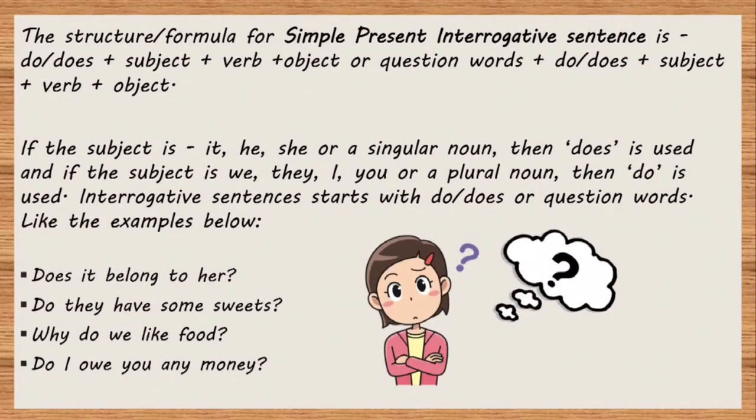The structure or formula for simple present interrogative sentence is do or does plus subject plus verb plus object, or question words plus do or does plus subject plus verb plus object. If the subject is it, he, she, or a singular noun, only then does is used, and if the subject is we, they, I, you, or a plural noun, then do is used. Interrogative sentences start with do or does or question words, like the examples.